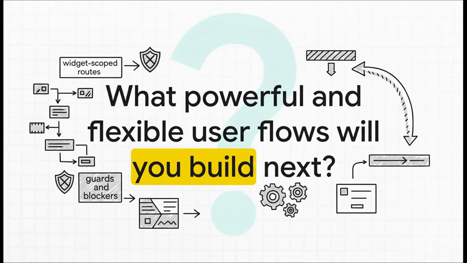So when you put it all together, from that central declarative setup to the super modular widget scoped routes, plus the safety net of guards and blockers, Unrouter really does deliver on that promise of flexibility and simplicity. It gives you the power to build your app's navigation the way that makes sense for you. So that just leaves one question, really. What kind of awesome, powerful, and flexible user flows are you going to build with it?